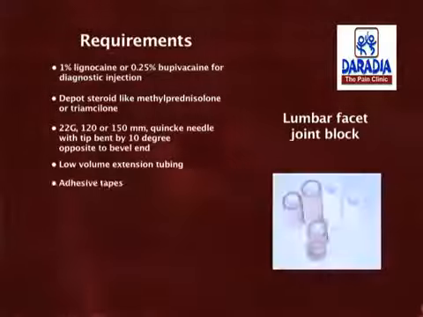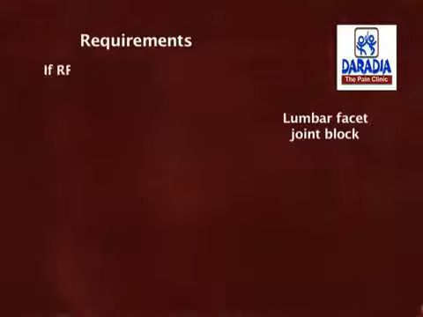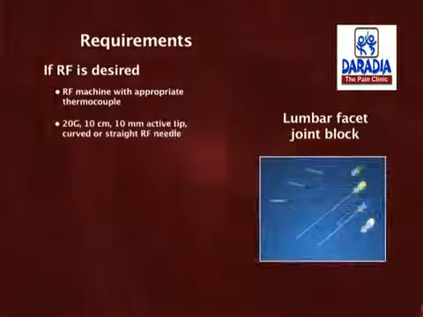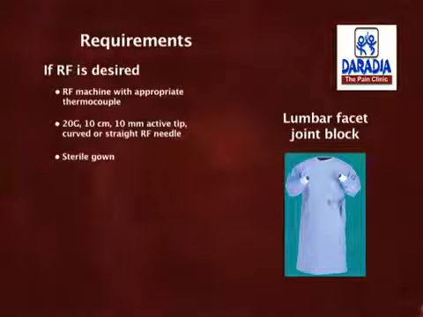and adhesive tapes. If you are planning for radiofrequency ablation, we need an RF machine with appropriate thermocouple, a 20 gauge, 10 cm, 5 mm active tip, curved or straight RF needle can be used, and we need sterile gowns as we are going to deal with a lot of cables.